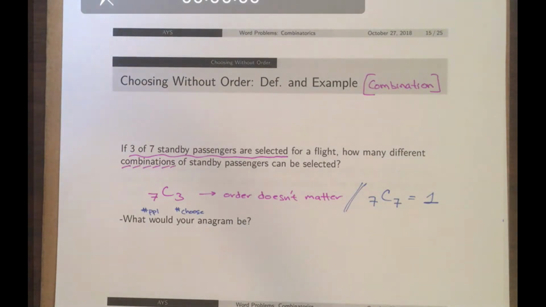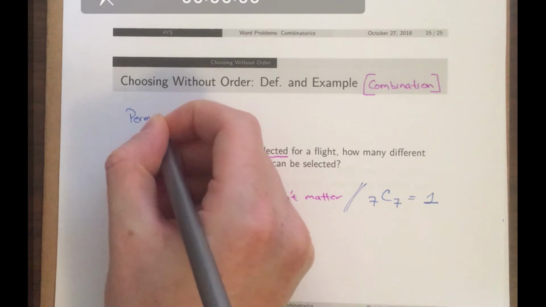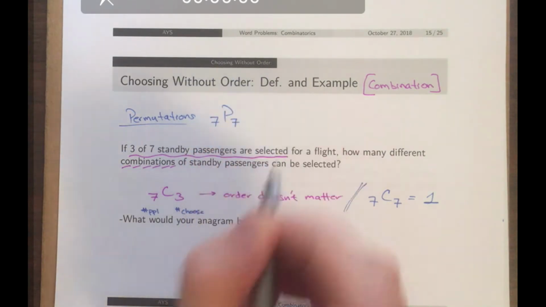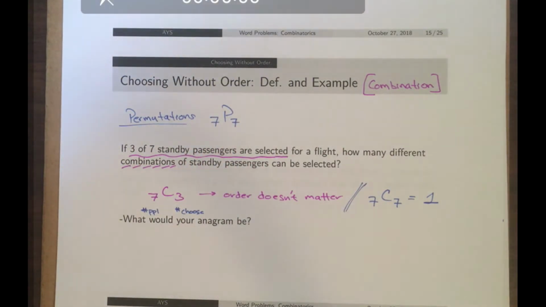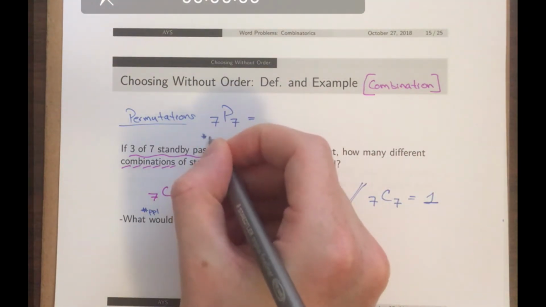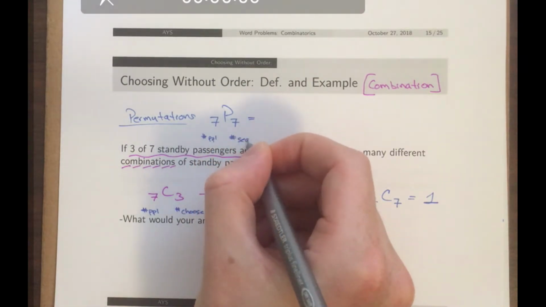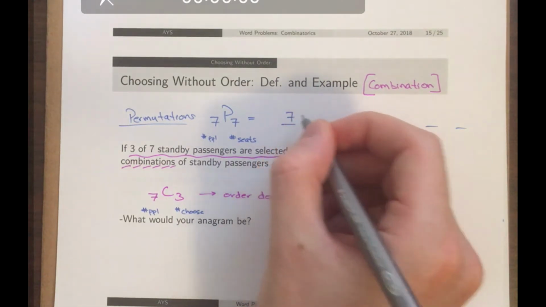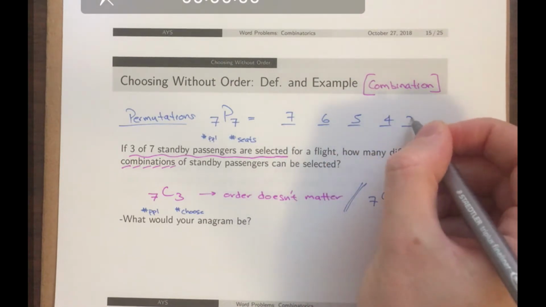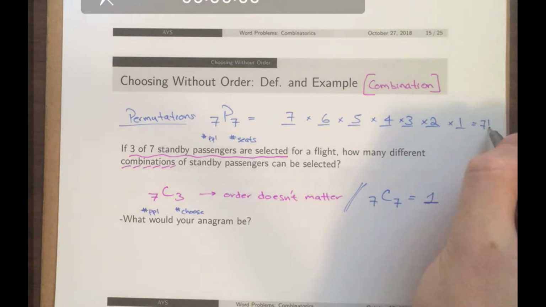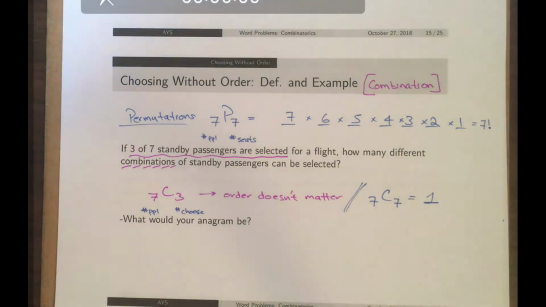Now, if I'm doing permutations, where order does matter, I might have 7 permutation 7. For combination, the question is really easy: I have 7 people, I just choose all of them. But for permutation, order does matter. So this is the number of people, and this is the number of choices or seats. So I have 7 seats, and 7 choices for the first one, 6, 5, 4, 3, 2, 1. What is this? This is 7 factorial. So if I have 7 people and 7 seats and order matters, there's a ton of ways that I can get these 7 people to sit in these 7 different seats.